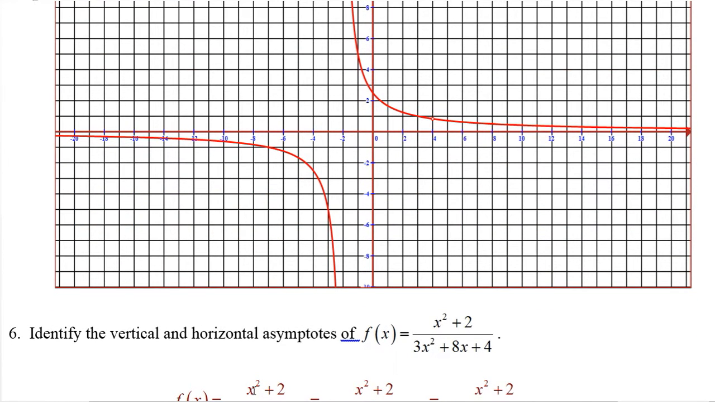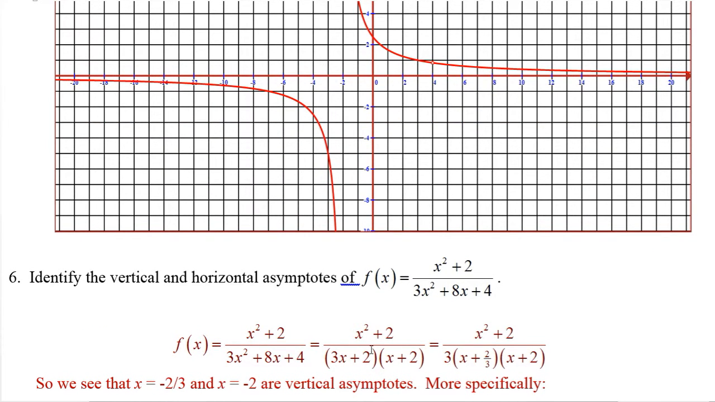All right, another rational function, identify the vertical and horizontal asymptotes. Well, again, we want to factor it out. The numerator doesn't factor over the real numbers. X squared plus 2 is always positive. The denominator, to get 3x squared, I'm going to factor out and make 3x times x. And for the 4, we only have a couple choices, either 1 and 4 or 2 and 2, either both positive or both negative. Since the middle is positive, they'll both be positive. The one that works is 2, so this is 2x plus 6x is 8x, so FOIL works there. So our anti-FOIL factoring. Nothing cancels here.